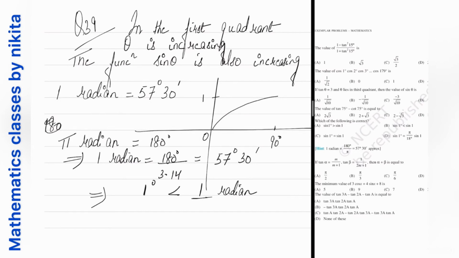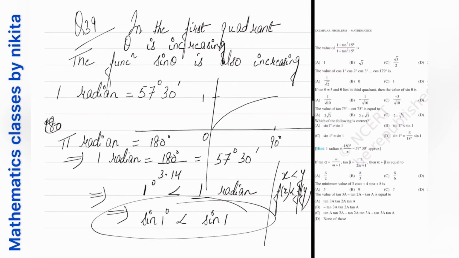तो हमको पता है इंक्रीजिंग फंक्शन की क्या प्रॉपर्टी होती है, that if x is less than y, then f of x is less than f of y. ठीक है, so therefore this implies what? That sine of 1 degrees is less than sine of 1. So therefore this is the correct answer. That means the option number B. So B is my correct answer.